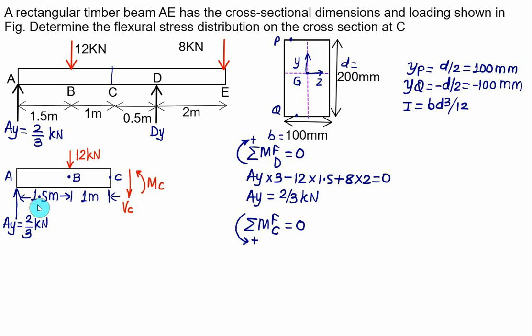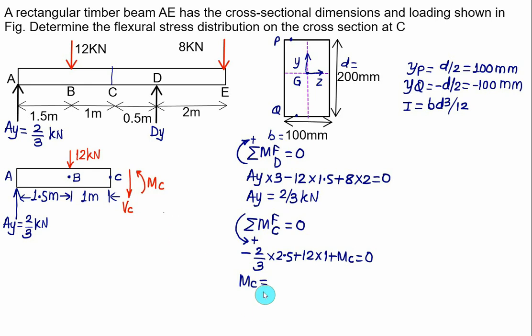2 by 3 multiplied by 2.5 will make a clockwise moment, which will be negative, so we have minus 2 by 3. Perpendicular distance is equal to 2.5. 12 kilonewton will make a clockwise moment, so we have plus 12 multiplied by the distance equal to 1, and this value of MC we have shown positive, so you have to use the positive value. Anti-clockwise is positive. Solve this, you will get the value of moment at point C. If the answer is positive, assumed direction is correct, otherwise it's a case of hogging.